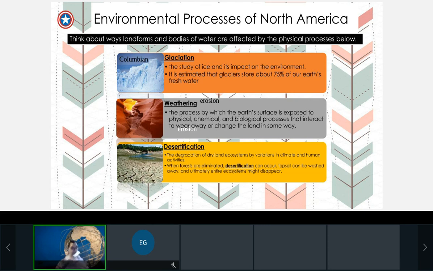So desertification can occur, topsoil can be washed away, and ultimately entire ecosystems might disappear. We saw this happen once before here in the United States in the 1930s, and it's one of the reasons that we had the Great Depression. It's one of the reasons because the topsoil was bad, it blew away, and the Dust Bowl happened, and so we've seen this happen before. The economic impact is horrible when that happens. All right, Eve, let's go to the next slide real quick.